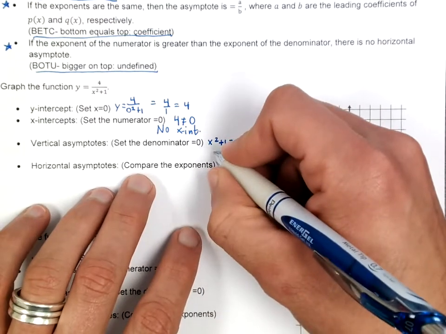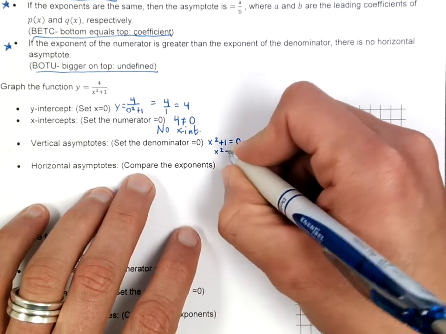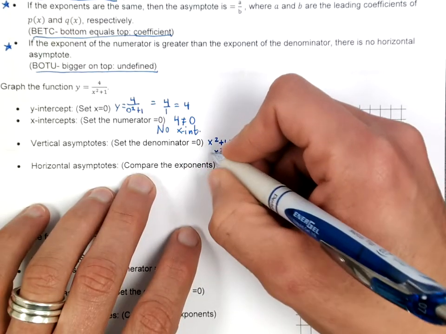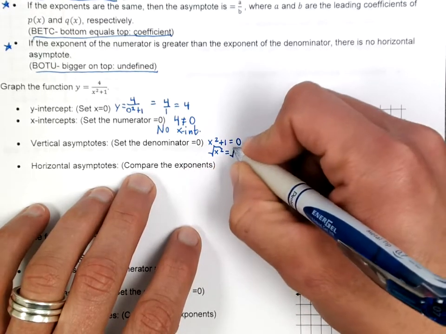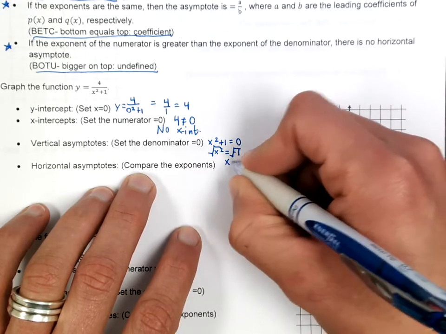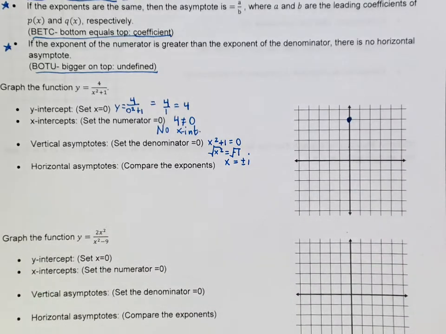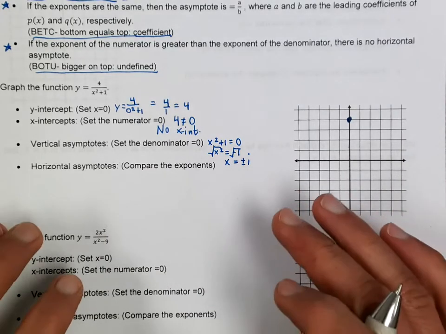Now, the vertical asymptote in this case, right, if I subtract 1 from each side, and then I take the square root, remember, this is actually x is equal to plus or minus i. So it's imaginary. And if you really do get an imaginary, then you are not going to have vertical asymptotes, right? So this one actually doesn't have any vertical asymptotes.